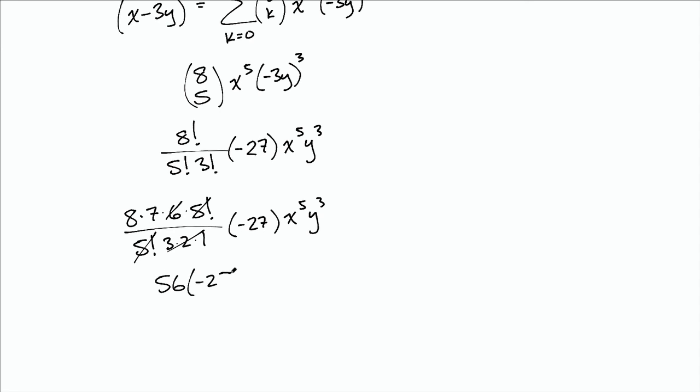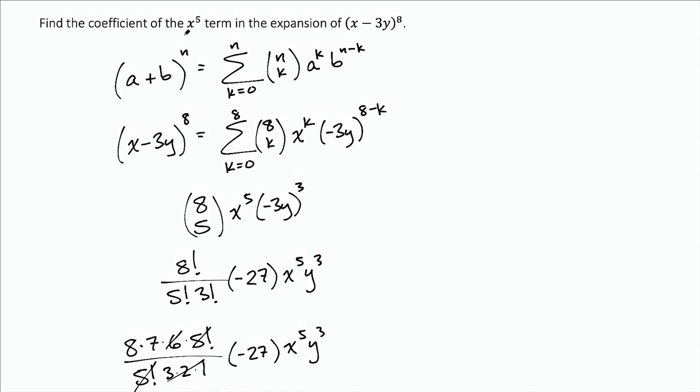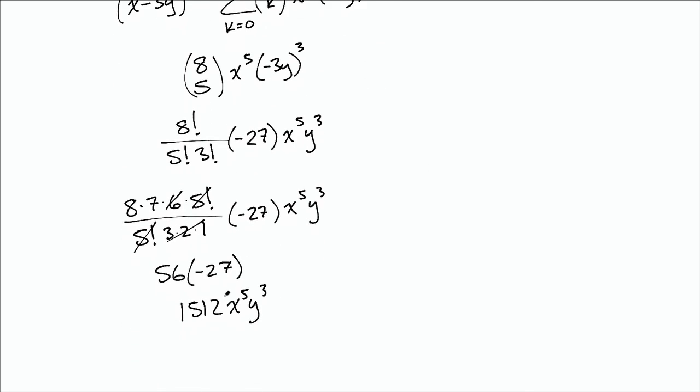times the negative 27. And that's, what is that? That's 1,512 times the x to the 5, y cubed. So this question asks, find the coefficient of the x to the 5 term. The coefficient is simply that, 1,512.